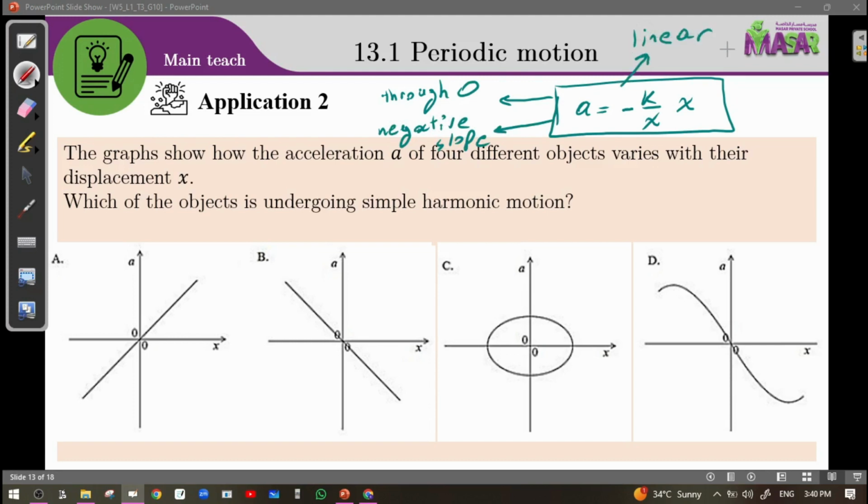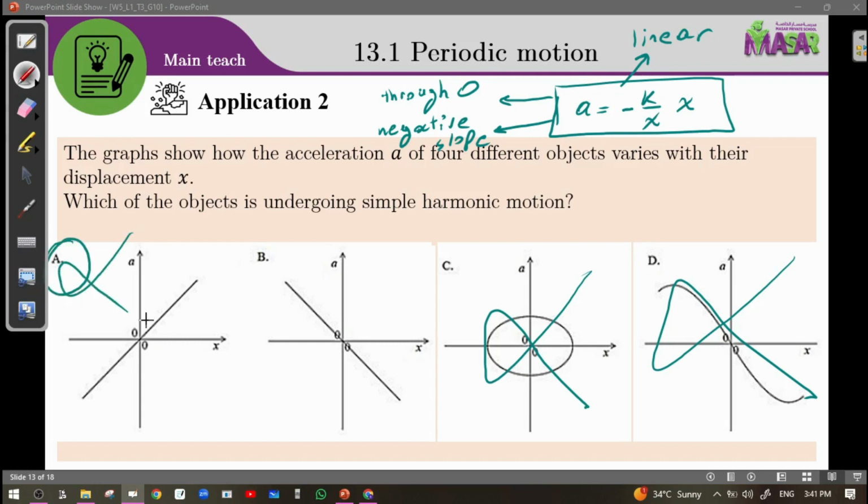This is why I'm gonna eliminate this one and this one, because they are not linear. And for A, I will eliminate A because although it's linear and passing through the origin, it does not have a negative slope. The slope here is a positive slope. The only choice that verifies these 3 conditions, linear, through O, negative slope, is B. So B is the correct one.